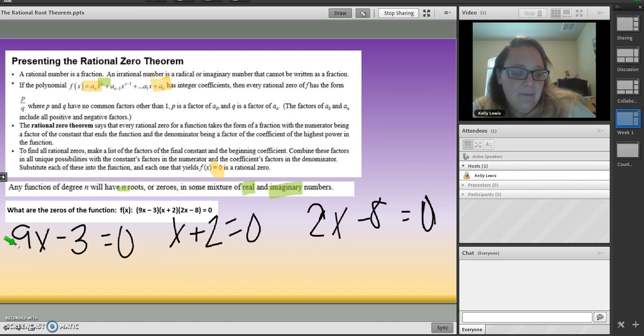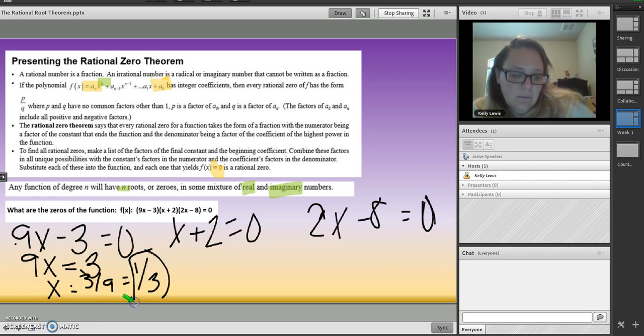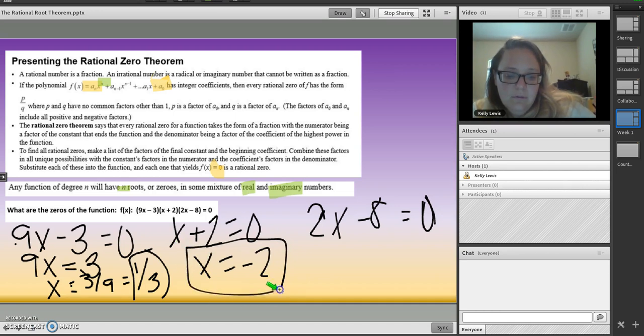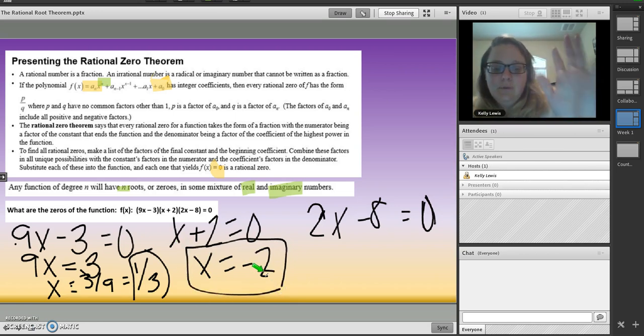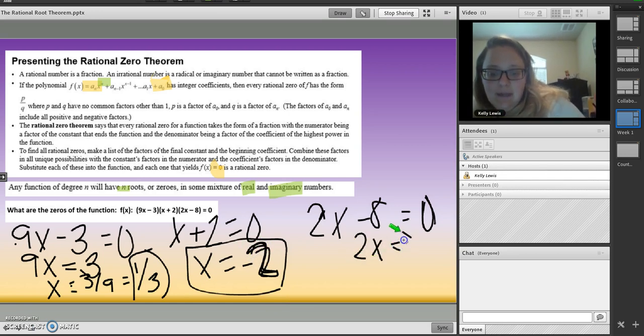Over here, I'm going to add 3 to both sides, and then I'll divide by 9. So I get x equals 3 over 9, which is 1/3. So 1/3 is one of my solutions. I'll subtract 2 on both sides, so I get x equals -2. For the last one, I'm going to add 8 on both sides, so I get 2x equals 8. And then I'm going to divide by 2, so I get x equals 4.